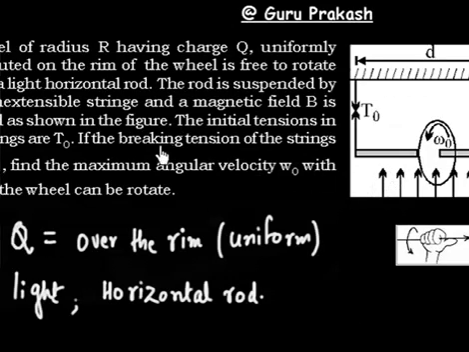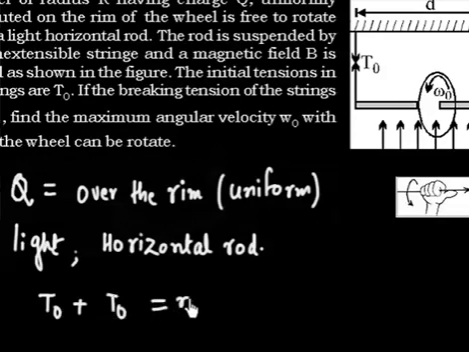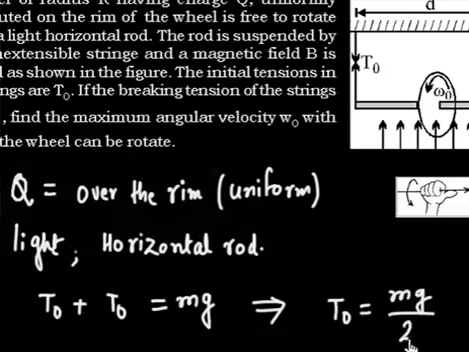The initial tension in the strings is T naught. So there is a tension T naught on each string. And let us assume the mass of this rim is m. So now I can write the equation of equilibrium. You will have T naught plus T naught, and the force acting in the downward direction is mg. So I will have 2 T naught equals mg. So this means mg by 2 equals T naught. So I know the initial tension T naught.